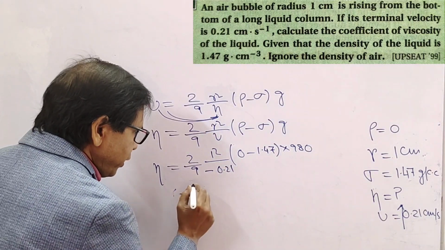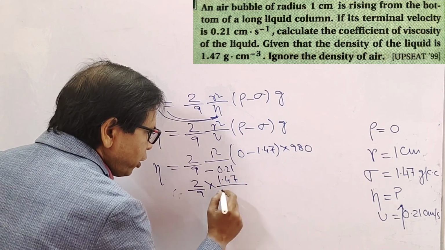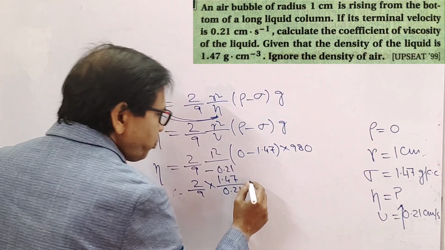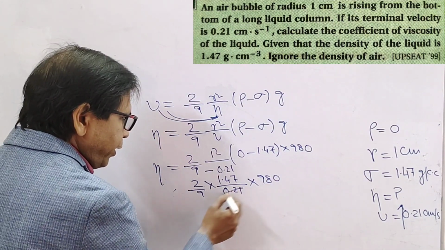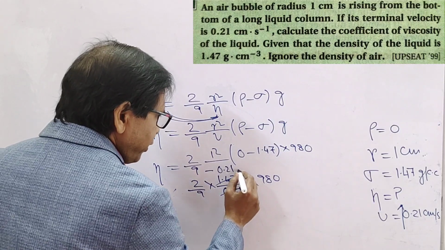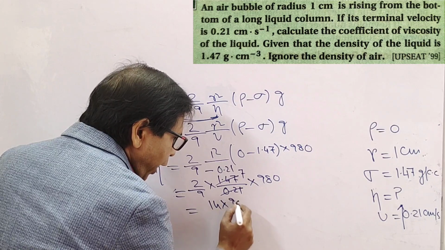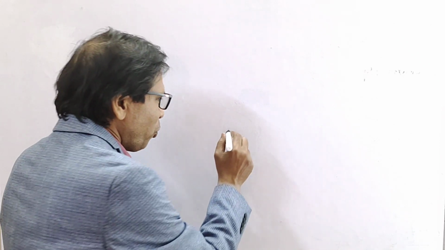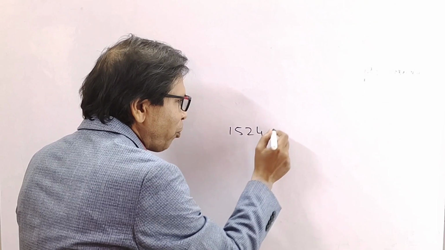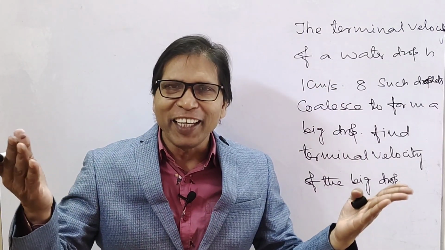Okay, now look at this, this is 2 by 9 into 1.47 and this is 0.21 into 980. Look at this, this and this, so this is 7. So we can get 14 into 980 divided by 9. Therefore the coefficient of viscosity becomes 1524 poise. Okay, understood?